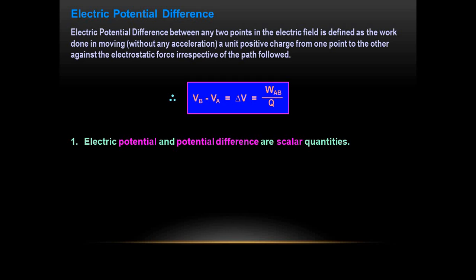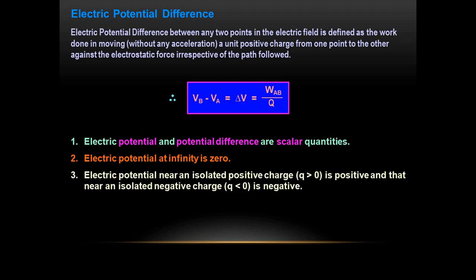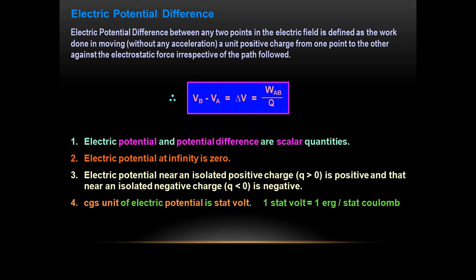The electric potential and potential difference are scalar quantities, and electric potential at infinity is supposed to be 0. Electric potential near an isolated positive charge is positive, and that near an isolated negative charge is negative. That means electric potential produced by a positive charge is positive, and electric potential produced by a negative charge is negative. And the SI unit of electric potential is volt.